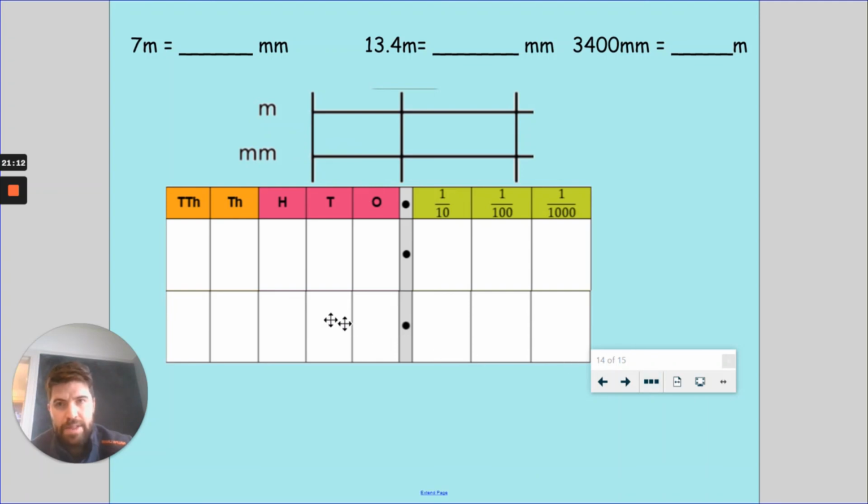Right, here's some extra ones to have a little look at. 7 metres. Okay, so 7 metres. I'm going to start with 1 and 1,000. So 7, I'm going to put 7 here. I'm going to recognise it needs to go up by 1, 2, 3, 1, 2, 3. So that's going to be 7,000 millimetres.